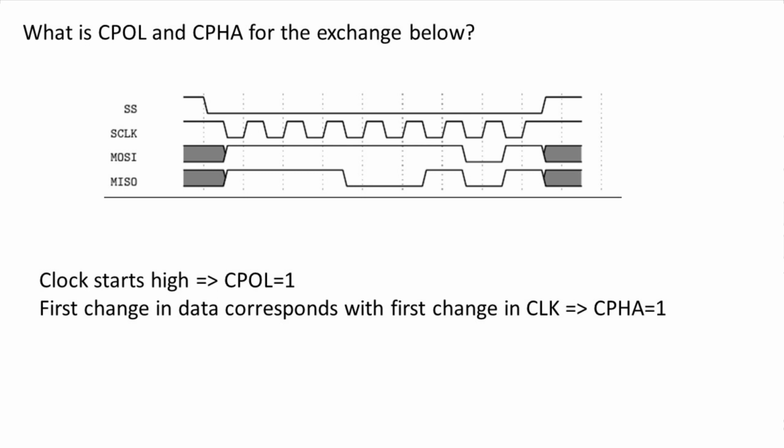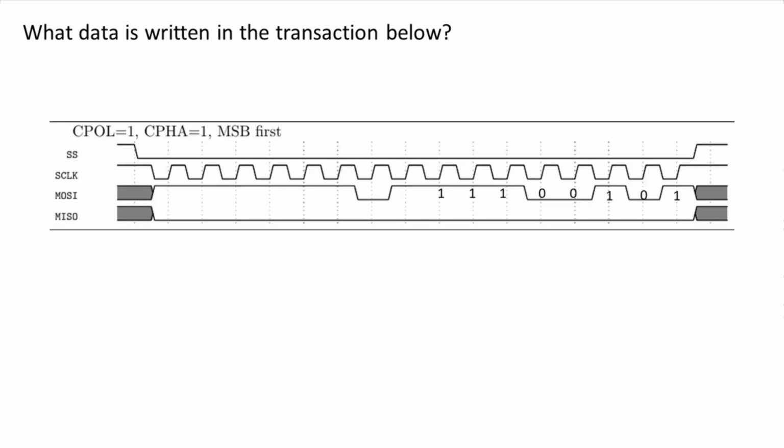So again, for CPHA, look for the first transition of the clock and compare it to the first transition of the data. If the data is ahead of, before the clock, then CPHA is 0. If it changes at the same time the clock does, then CPHA is 1.